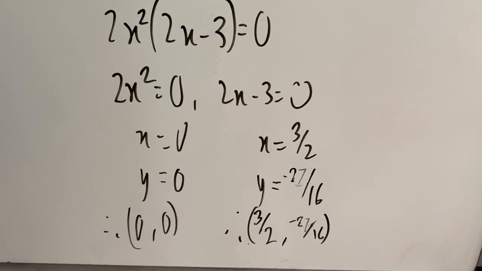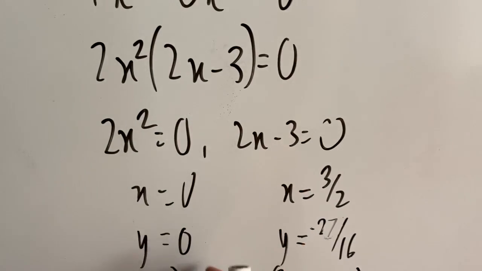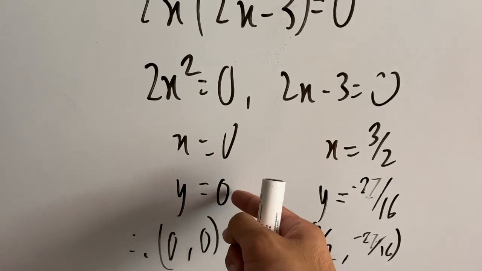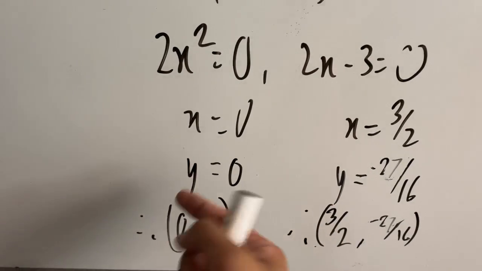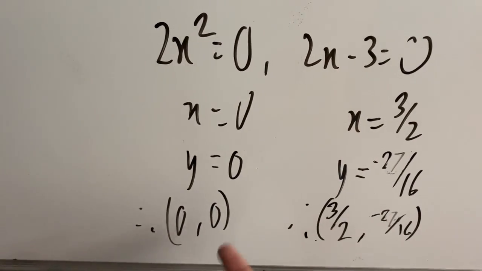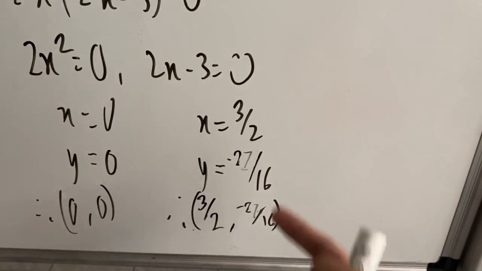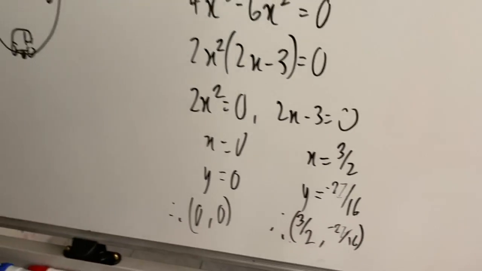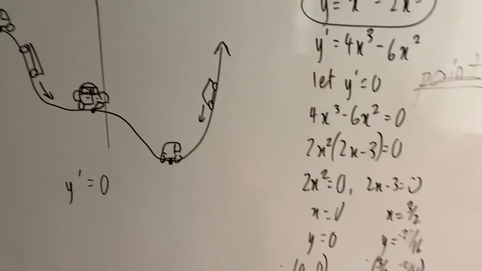Okay, and then I can just put these coordinates together. So I have x equals 0, y equals 0, and that means I have my first stationary point at 0, 0, and then my second stationary point is at 3 on 2, negative 27 on 16. Okay, so that's how you find your stationary points.